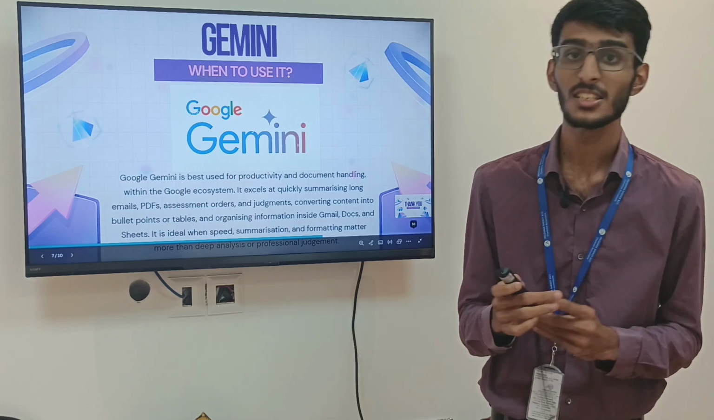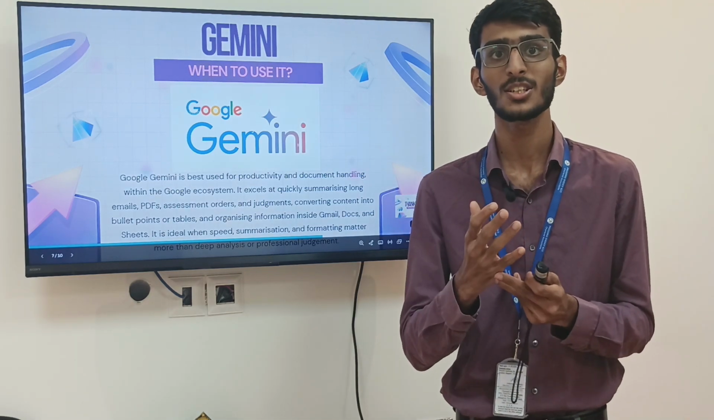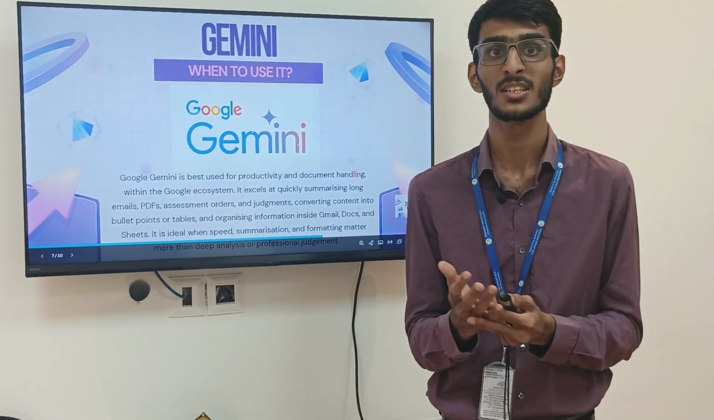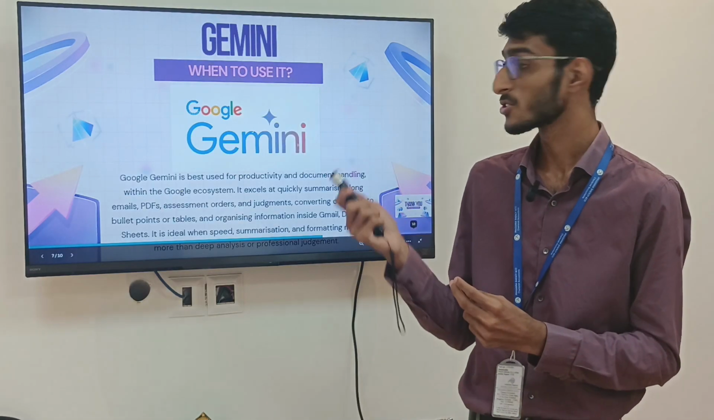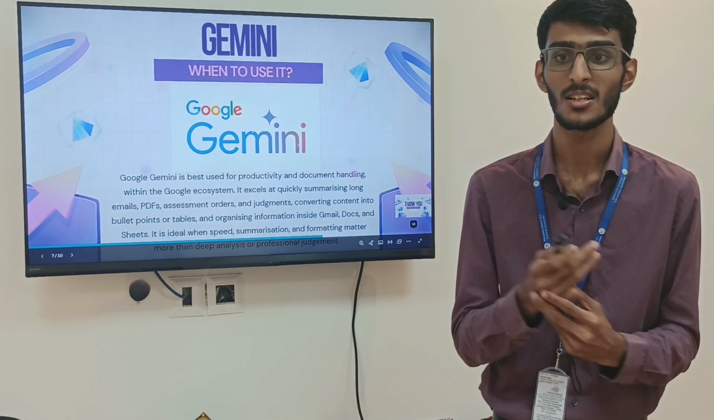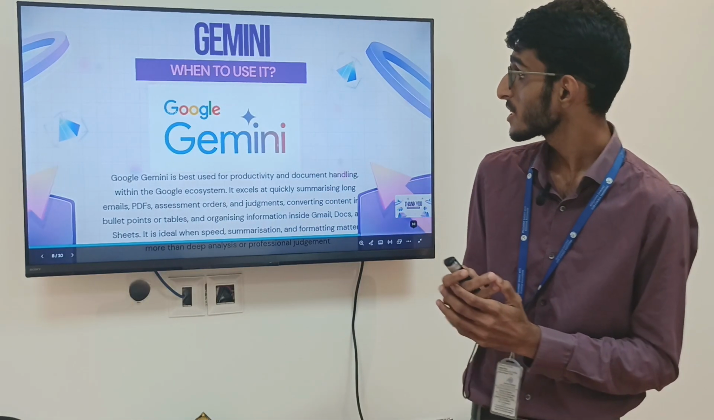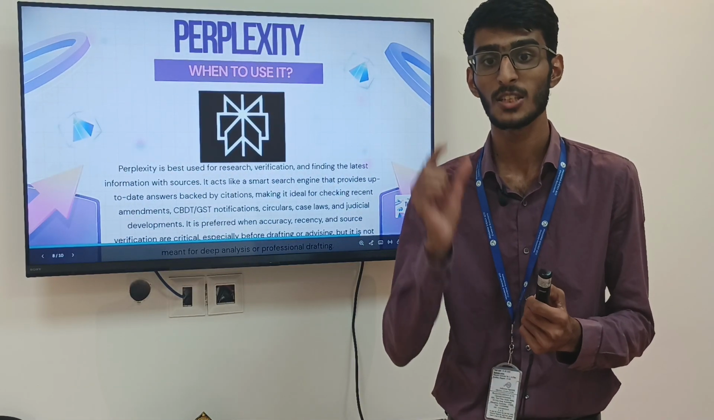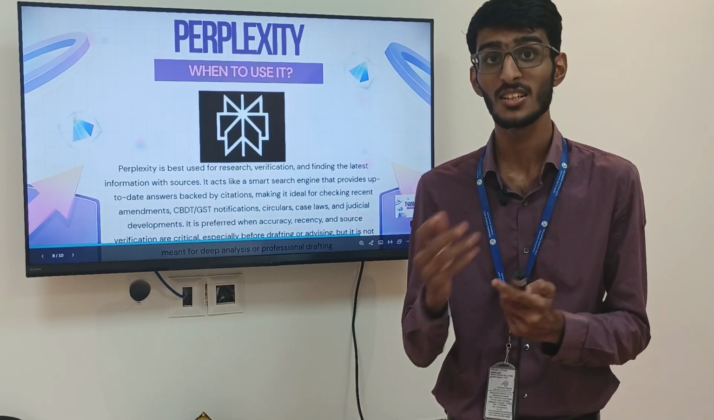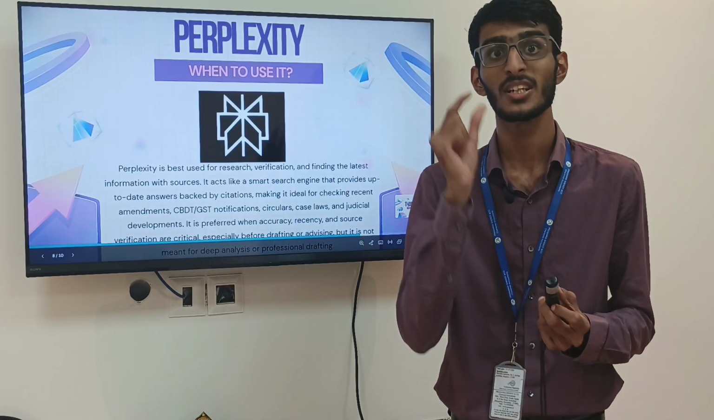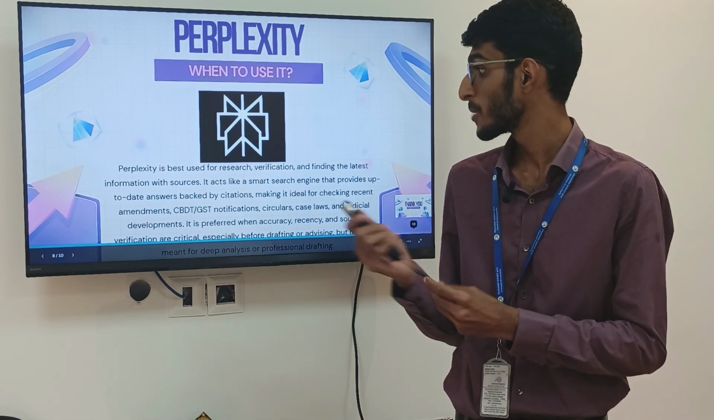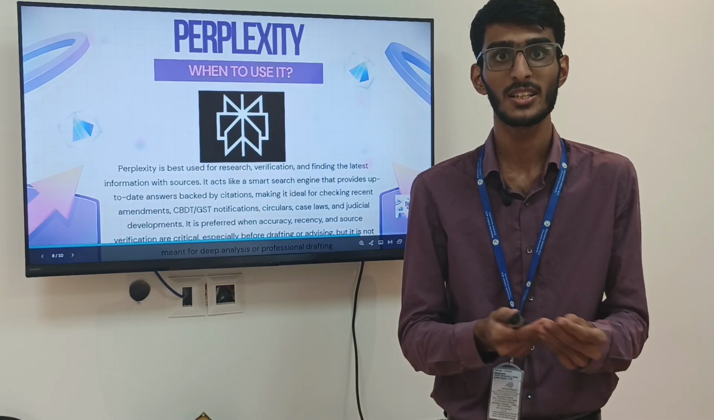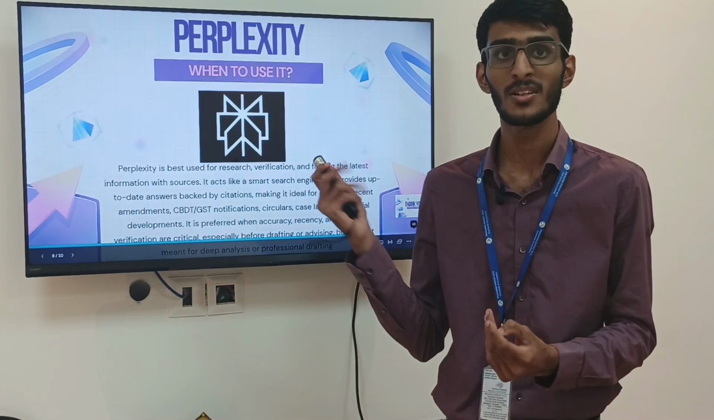Next is Gemini. Gemini is basically Google's product. If your whole work ecosystem is based on Google, maybe you're using Google Sheets, Google Drive, Gmail, then Google Gemini is easy to integrate with it as it is a part of the Google ecosystem. The next thing we're talking about is Perplexity. Perplexity is a very good AI if you are very specific about the sources. If any search is done in Perplexity, it gives you the source for each and every sentence which it gives you. So if you are working with regard to law, GST, income tax, or any company related data, you can always rely on Perplexity.